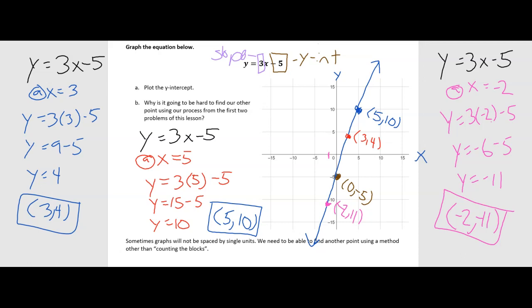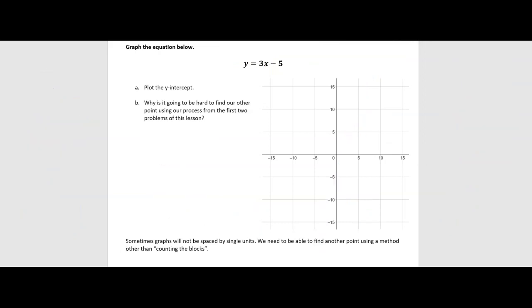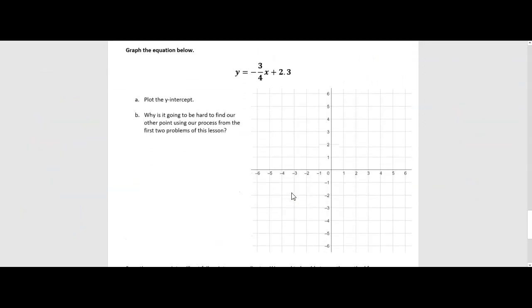All right, so this is definitely a method you want to know, because you can be assured that on a test or a quiz or maybe a standardized test, the test writer is not always going to make it easy on you, right? They're going to make sure you know how to graph in many different ways, including when you just count the blocks, counting the change in y and the change in x, or choosing another x value to find a second point. Let's go ahead and do one more example using this method, and then we will wrap up this video.